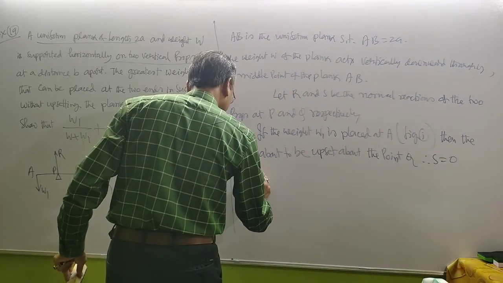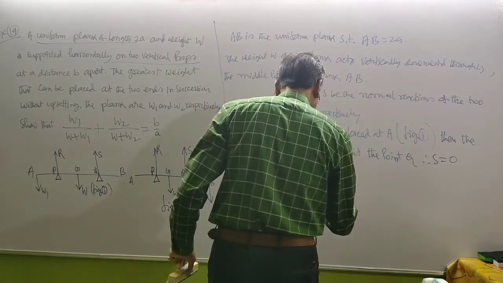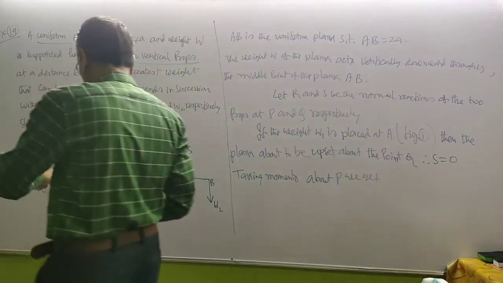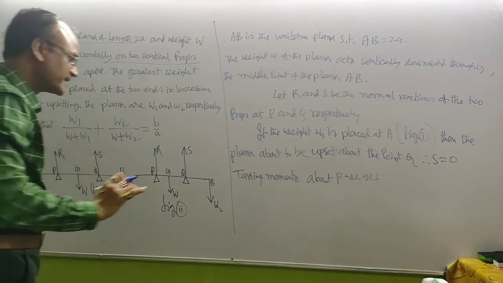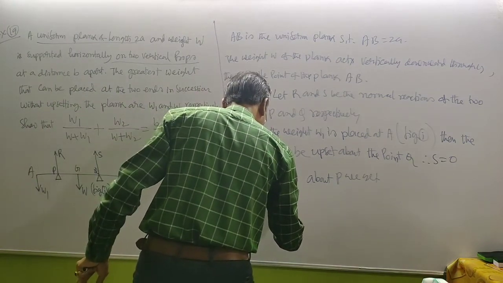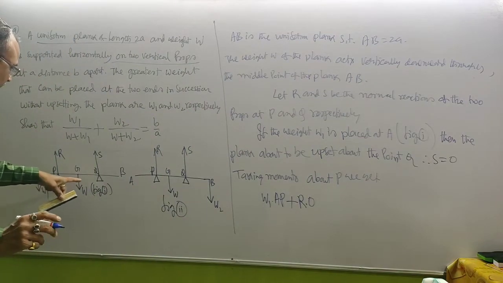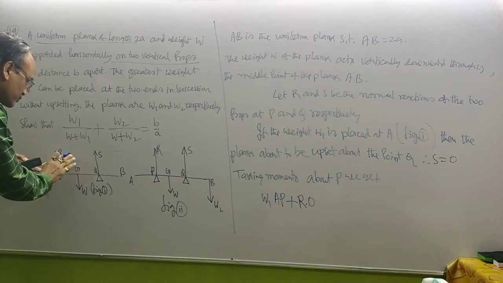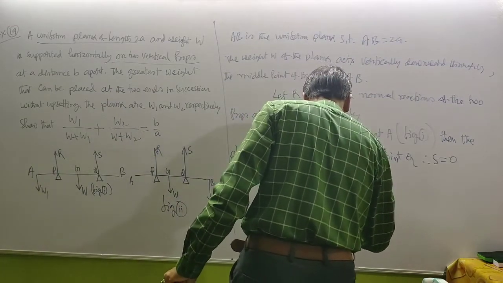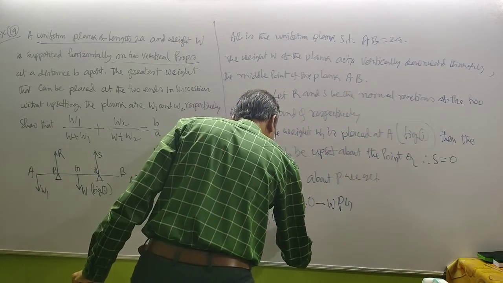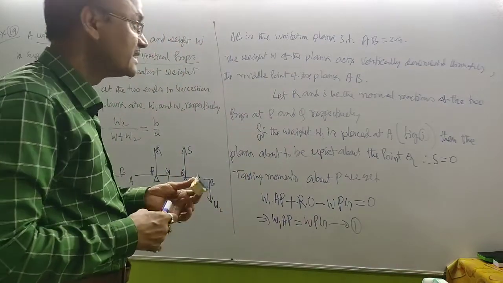Taking moments of the forces about P, we get: W1 will move in the anti-clockwise direction, so we take it as positive, W1 into AP, plus 0, because R acts at P so R into 0, and W will try to rotate in the clockwise direction, therefore we take it as negative, minus W into PG. This means W1 AP is equal to W PG. Suppose this is number 1.